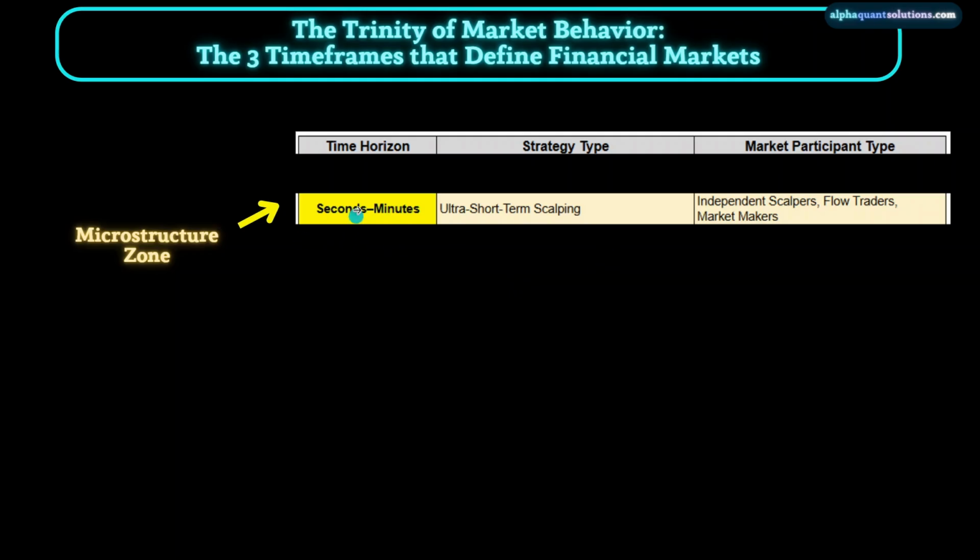And at this time scale, from seconds to minutes, scalping is typically done by flow traders, market makers, and independent scalpers. And finally, success is here about precision, reaction speed, and liquidity awareness, and not so much about direction over longer time frames.